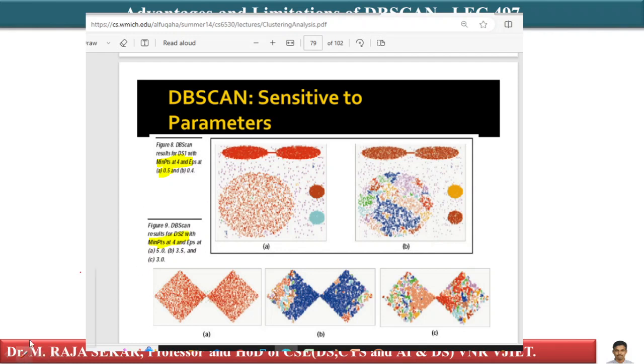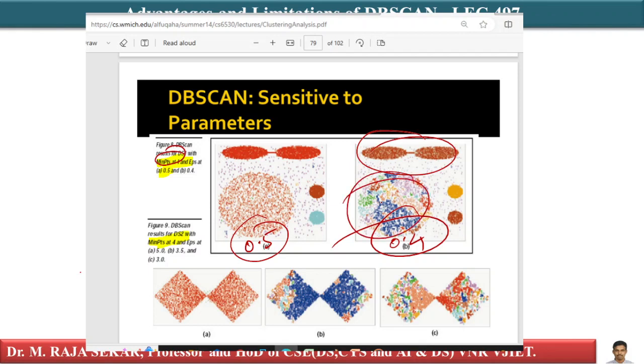What's happening here? I'm keeping min points as 4, epsilon is 0.5. Here I am keeping epsilon as 0.4. You are getting different clusters, isn't it? Min points is set to the same value. Epsilon is set to 0.5 here for figure A and 0.4 for this one, isn't it? By changing epsilon slightly, my whole cluster will change. See, this whole thing is one cluster. This whole thing is one cluster. This is another cluster, and this is another cluster.